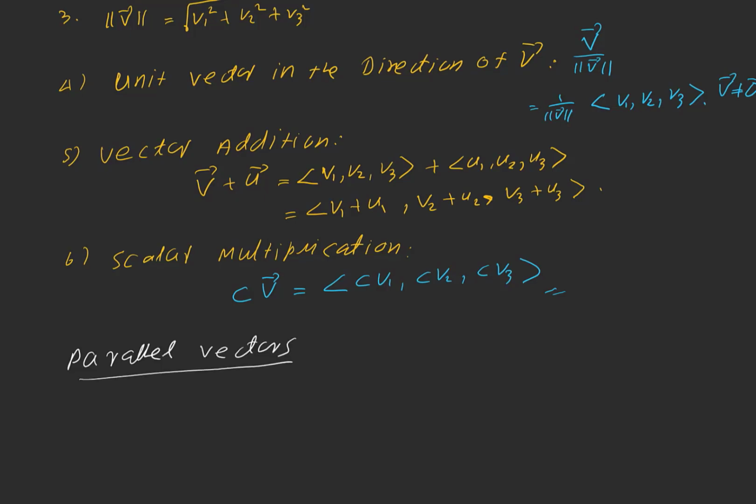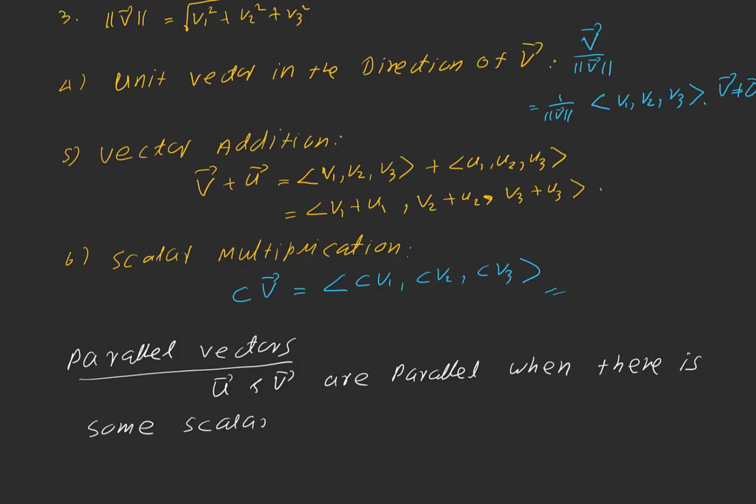Okay, next, parallel vectors. Suppose there are two non-zero vectors u and v. Then we say u and v are parallel when there is some scalar c such that u vector equals c times v vector.